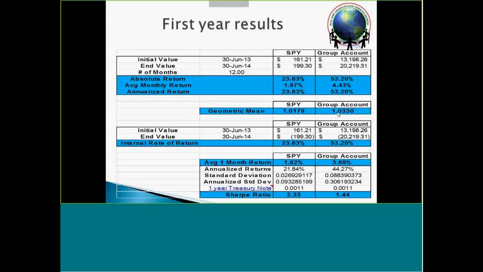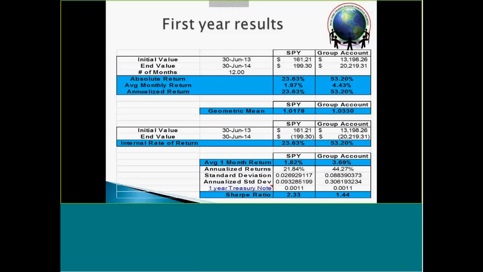Internal rate of return. This is one that a lot of people are familiar with. Again, SPY's rate of return was 23.6% for the year. Ours was 53.2. Okay, actually that's exactly the same as our annualized return. Huh.